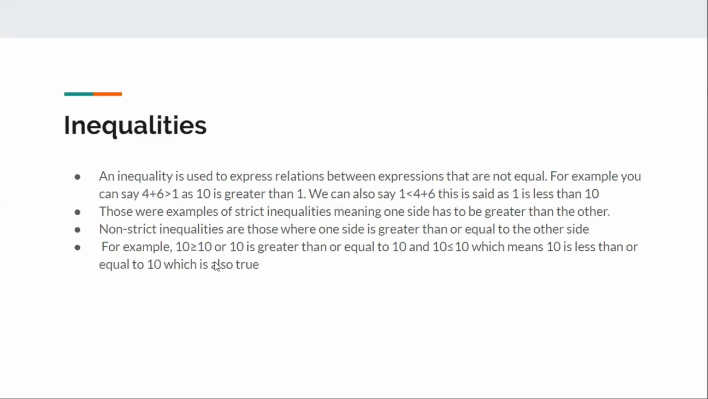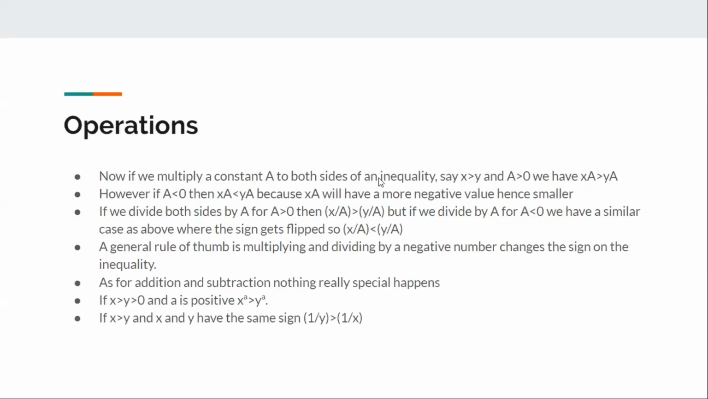For example, 10 is greater than or equal to 10. So that's the symbol. This means this is greater than or equal to. And then this symbol is less than or equal to. So 10 is less than or equal to 10, which is also true. Okay, so here's some operations with inequalities.